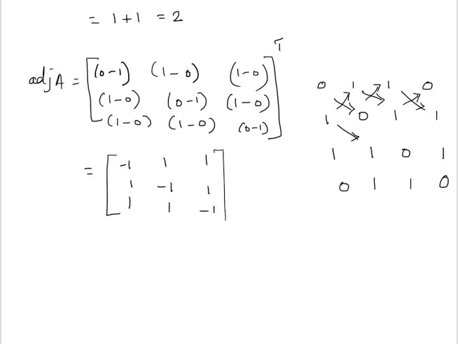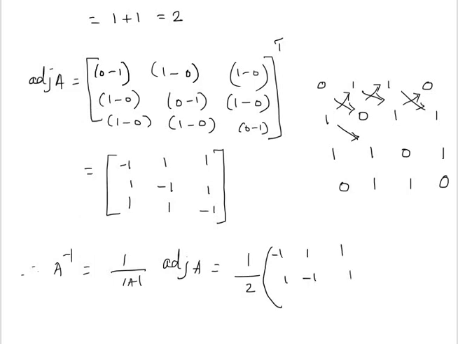Therefore I have transposed, and I have simplified. This is what? Adjoint of A. Therefore now, A inverse is equal to 1 by determinant of A into adjoint of A. This is the formula. 1 by determinant of A into adjoint of A, which we got as minus 1 1 1, 1 minus 1 1, 1 1 minus 1. Understood? This is our LHS. Therefore, assume this is equation number 1.